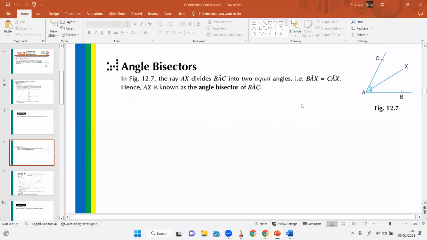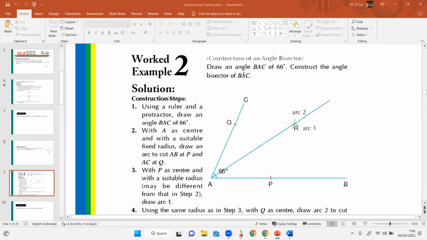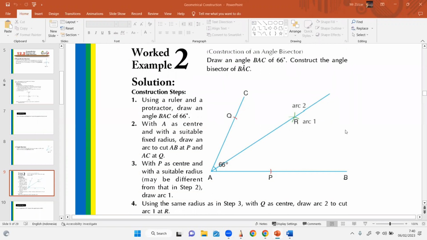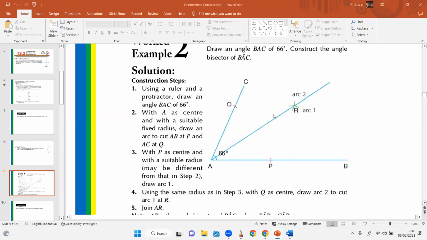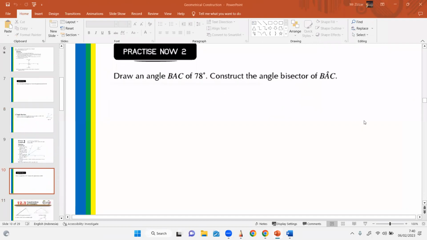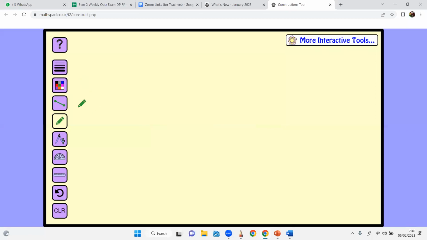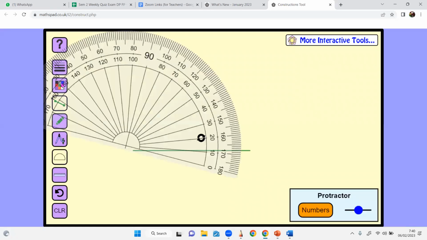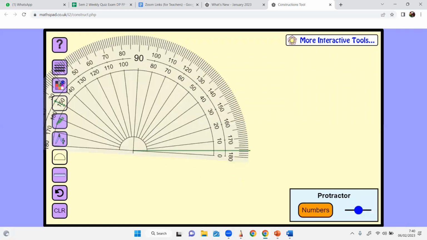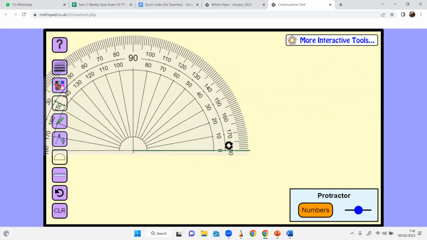Okay, let's do the last part of our lesson. Now, draw an angle of BAC, construct the angle bisector of BAC. Okay, no need, we have the step-by-step here. It's the same, actually. Now, draw an angle of BAC 78 degree. First thing first, you have to use your protractor. If I want to draw 78 degree, you have to put a straight line first. You can do a straight line like this. And then make 78 from the middle and rotate here. Where is 78? Here. Right, guys?